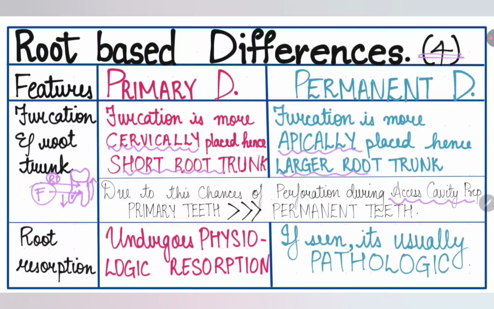The next difference is the root resorption. So the primary teeth undergo physiologic resorption. The resorption of the teeth will occur, right? Why will it occur? So that the permanent teeth can erupt. But in permanent dentition, the root does not get resorbed. If any resorption of root is seen, it's always pathological, right?